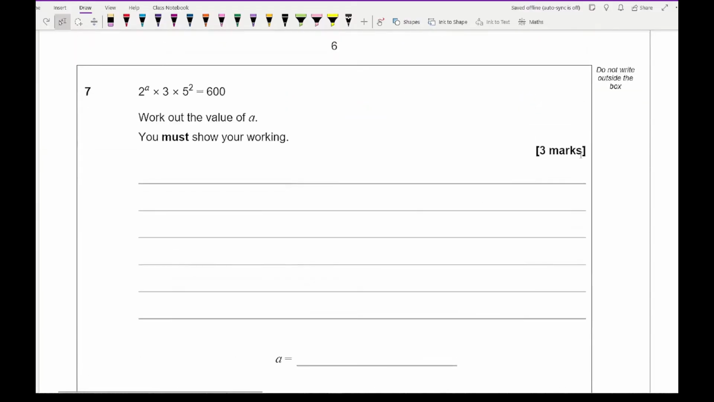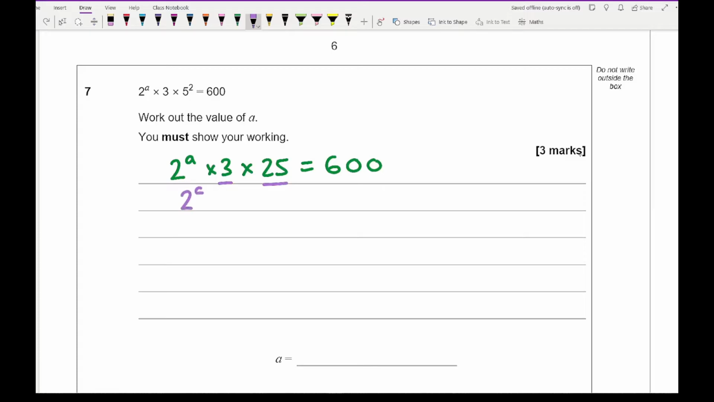Moving on to question 7, it says 2a times 3 times 5 squared equals 600. Work out the value of a. You must show your working out. So here, if I start off by writing 2a times 3 times 25 equals 600. And then from this, now some might collect 3 and 25 together to make 75, but I personally believe that if we start getting rid of these numbers in any particular order by taking them to the other side by dividing, you may find getting the answer a lot easier.